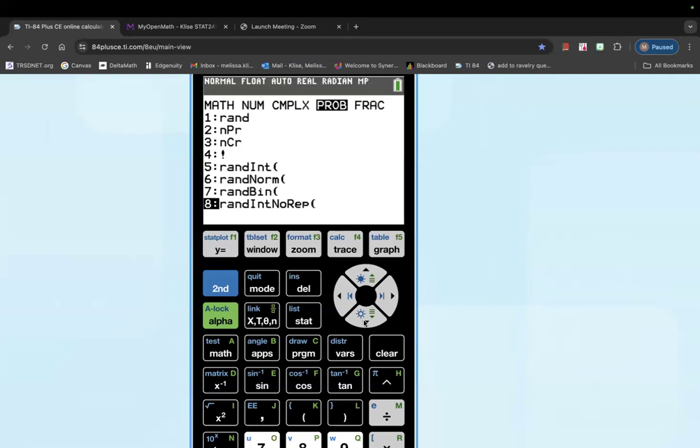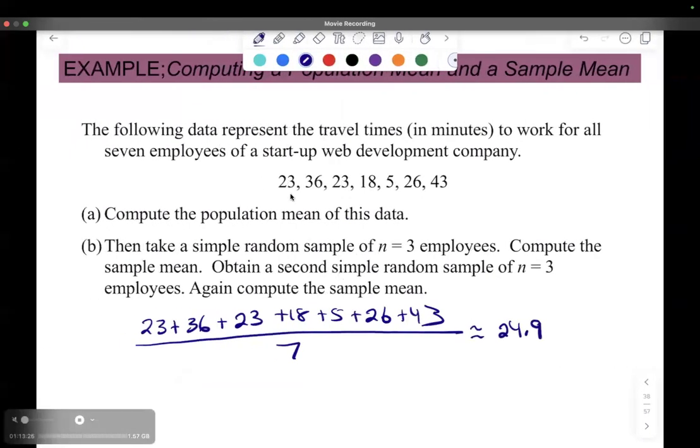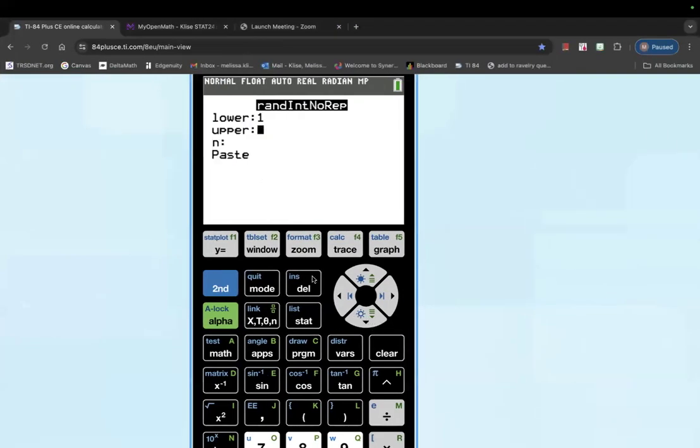So I'm going to go right here. My lower value is 1. My higher value is 7 because there are 7 people in this company. So if I go back to my data here, this one right here would be the first number. This is the 7th number. So it's going to give me 3 numbers to choose out of here. The N represents how many random numbers I'm looking for. I'm looking for 3 random numbers. So I'm taking from 1 to 7, I want 3 numbers.